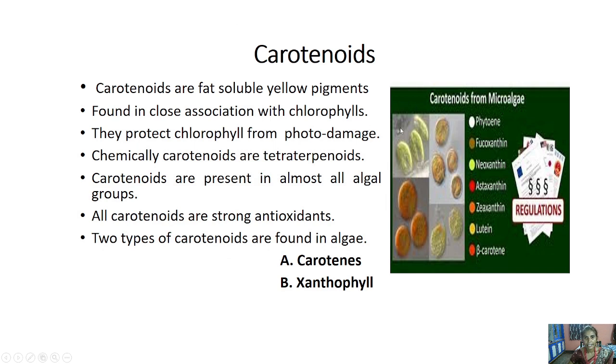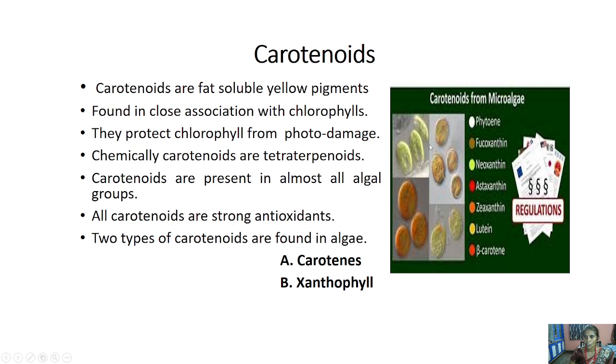Coming to the second type of pigment, that is carotenoids. Carotenoids are fat-soluble yellow pigments found in close association with chlorophylls. They protect chlorophyll from photo damage. Chemically, carotenoids are tetraterpenoids, and they are present in almost all algal groups. All carotenoids are strong antioxidants. There are two types of carotenoids, carotenes and xanthophylls.